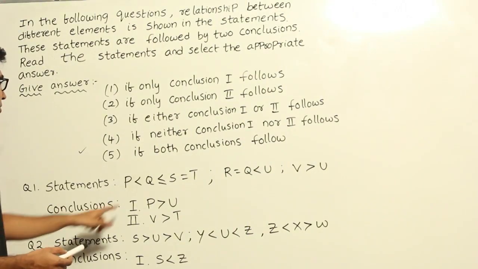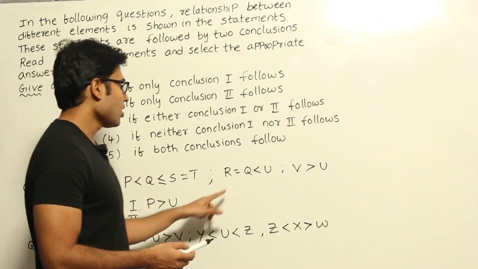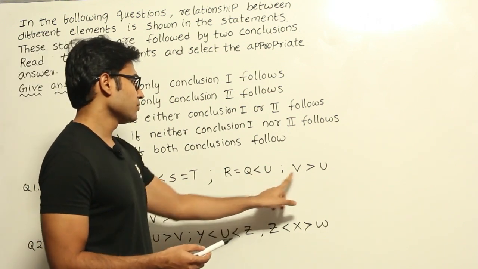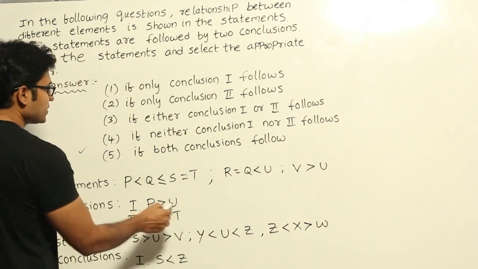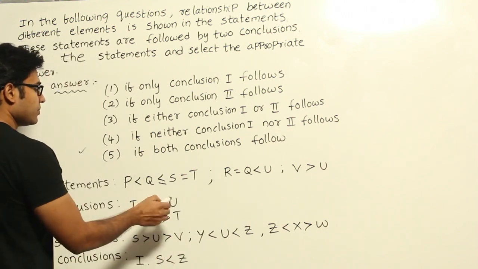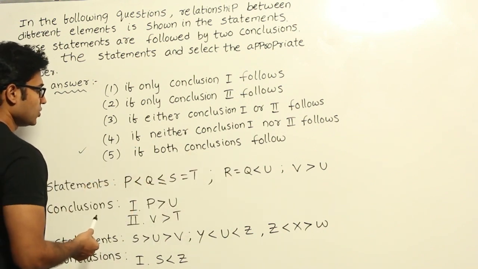Now let's see this one. P is less than Q, less than or equal to S, equal to T, R equal to Q, less than U, V is greater than U. Now the first conclusion is P is greater than U. They are saying that P is greater than U from these statements. Now let's see the relationship between P and U here.